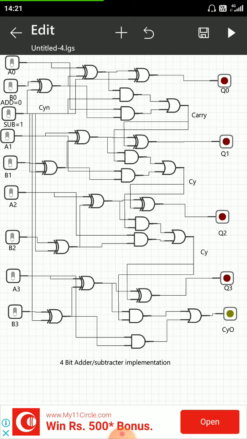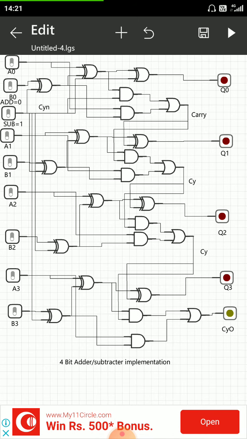The first full adder has output sum Q0. The second full adder output is Q1, third Q2, Q3, and a common carry output is there. You can see CYO. This is the common carry output from the 4-bit adder or subtractor circuit.